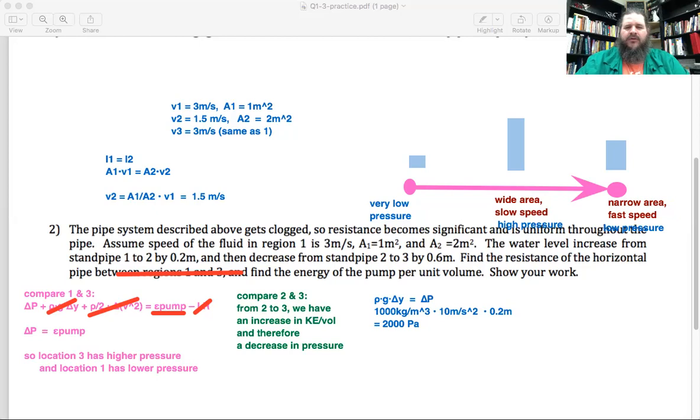So try setting up two Bernoulli equations comparing these points. Treat that as a system of equations and solve for the two unknowns. Any other questions on that?